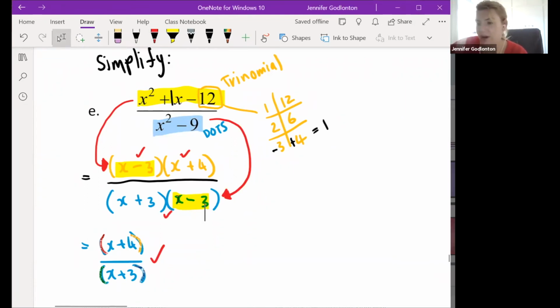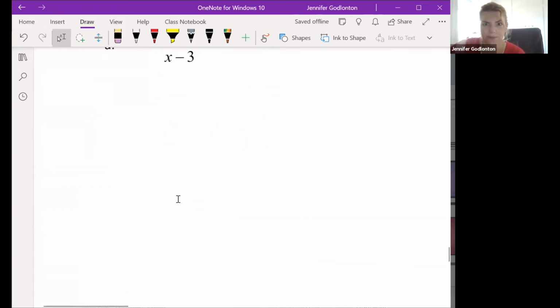Let's quickly go to our brain break and take a little bit of a break from this, and then we'll jump back into some more fractions afterwards. Hopefully we can get into some multiplications and divisions.